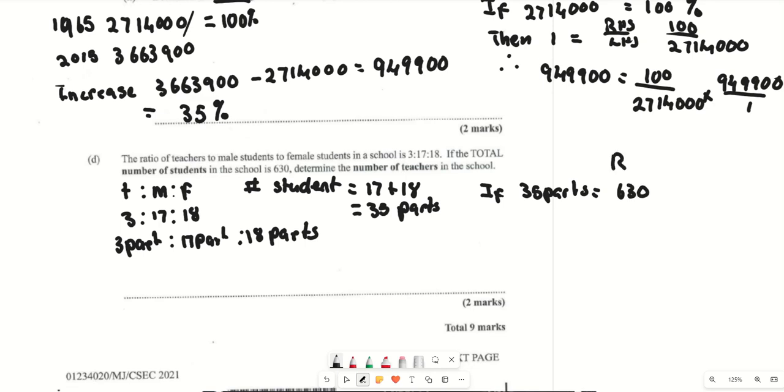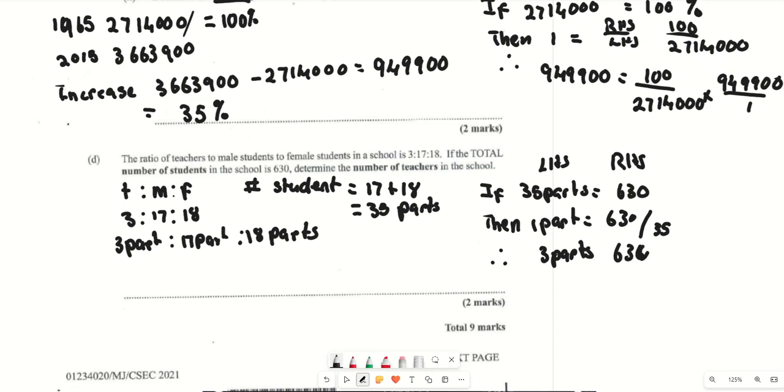Again, my right-hand side is what I'm trying to find out. We're trying to find out the number of persons, so that is why persons are on your right-hand side. Your left-hand side is here. So if 35 parts is equal to 630, then 1 part would be 630 divided by 35. And therefore, we're trying to find out for how many parts? 3 parts, which is the number of teachers. So you just multiply by 3.